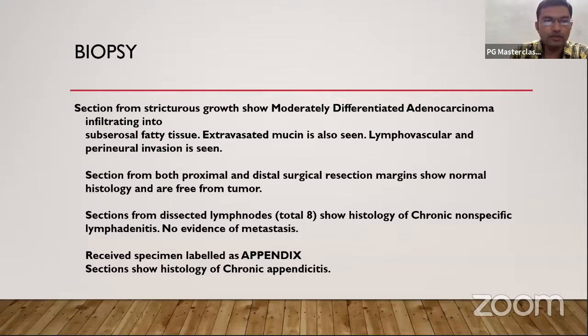Sir, the biopsy section from the stricturous growth shows moderately differentiated adenocarcinoma infiltrating into subserosal tissue, and extravasated mucin is also seen. Lymphovascular and perineural invasion is seen. Sections from both proximal and distal surgical margins show normal histology and are free from tumor. The lymph nodes show chronic non-specific lymphadenitis and no evidence of metastasis. The specimen labeled as appendix shows the histology of chronic appendicitis.